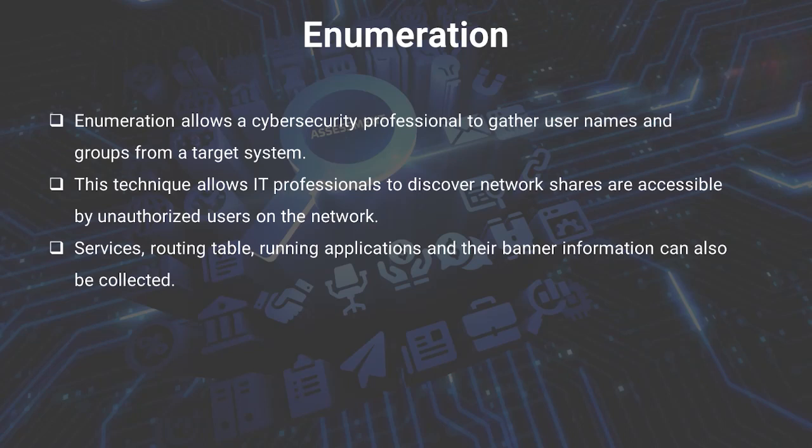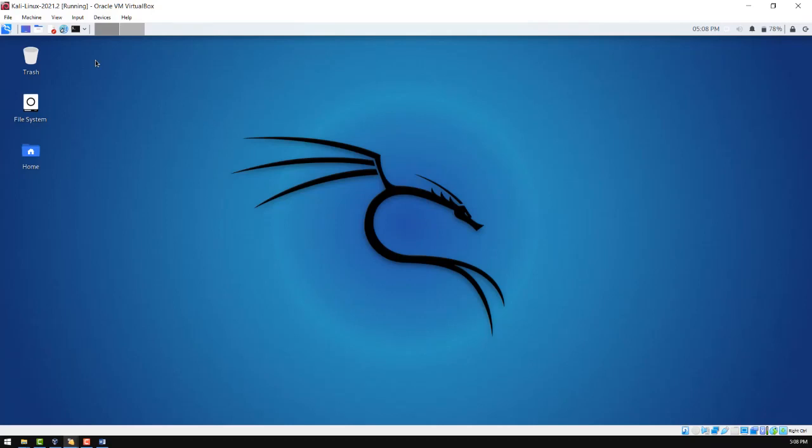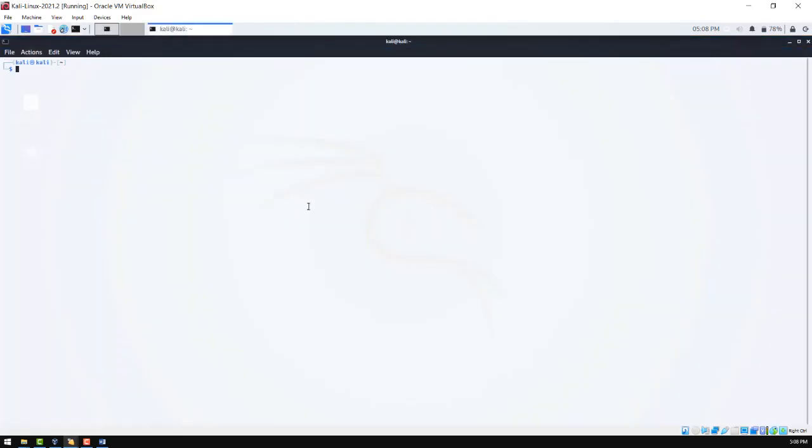Furthermore, enumeration can help IT professionals to retrieve the running services, routing table, running applications, and even gather the banner information from these services. Now that you understand the concepts of scanning and enumeration, let's dive into some practical exercises. In this exercise, we'll be using Kali Linux as our attacker system, and we'll be using Metasploitable 2 as our victim system. Now let's open the terminal, and let's use the ip addr command to identify our network address.